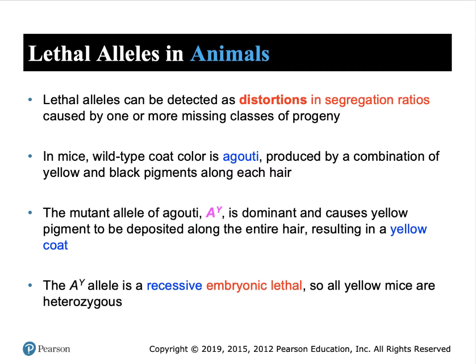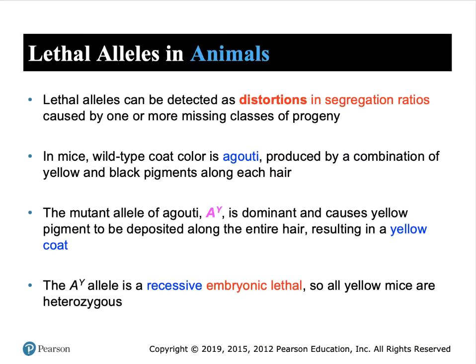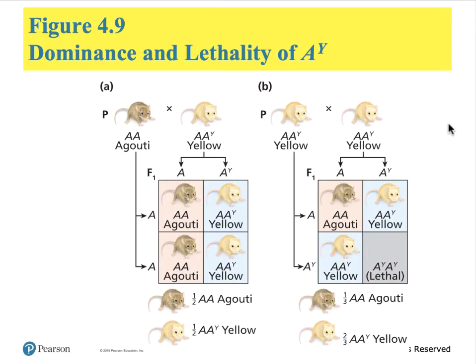It is a biochemical product of 2 pigments released into a single hair shaft, as indicated in the top half of this picture. The alternative allele is called yellow, and that just produces hair shafts with a yellow pigment, but no black pigment. In this system, the AY allele, the Y for yellow, is dominant over the agouti with respect to coat color. However, it is lethal as the homozygous recessive condition.